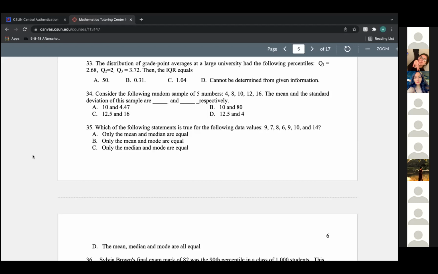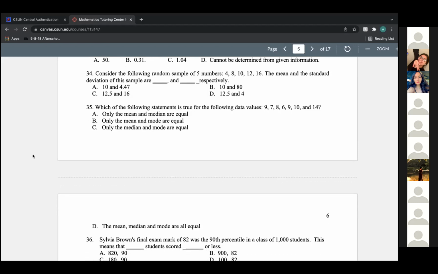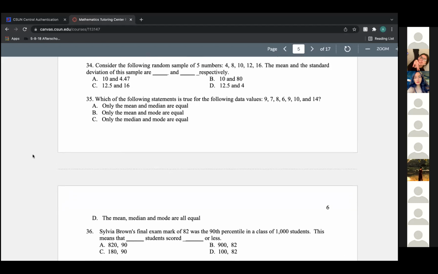Of course, looking at some of these, B and C you can immediately discount because the standard deviations, 80 and 16, are bigger than the actual range of data. The range of data is 12. So how exactly are you going to have a spread of 16 to 80? So those I can immediately throw out. Then D I could easily throw out because the mean can't be 12.5. That's way too far to the right. So even without my calculator, I could have eliminated a bunch of stuff and gotten A.